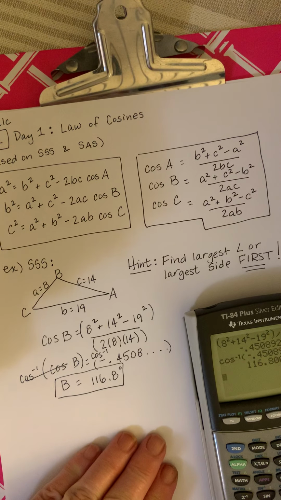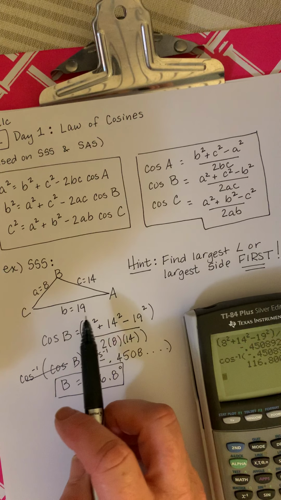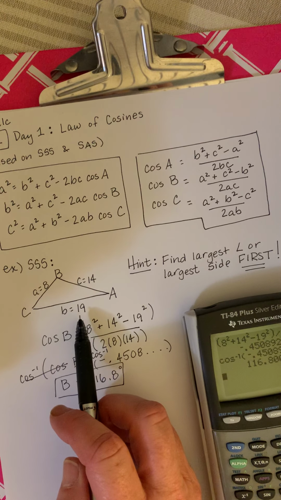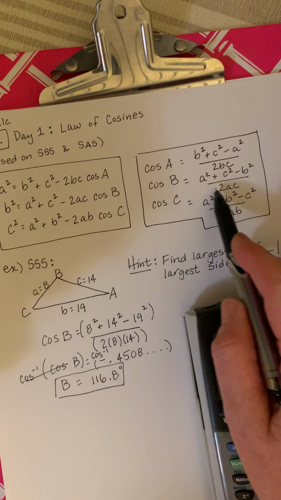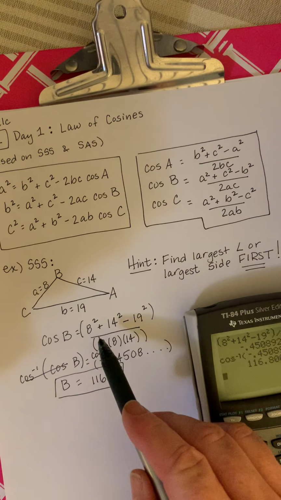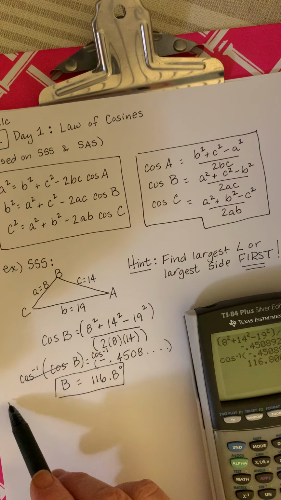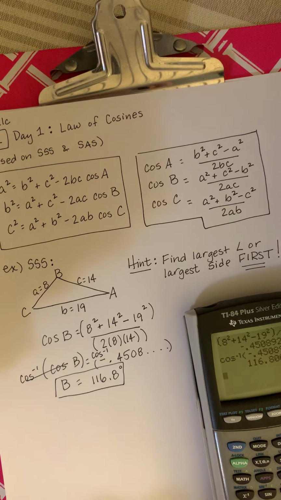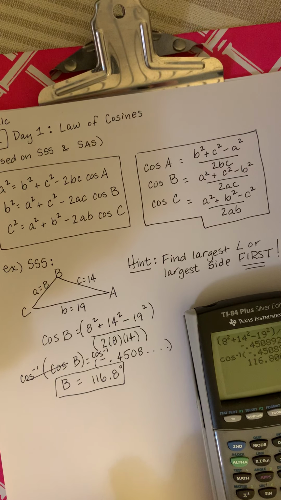So let's take a second to look back at what we did. We found angle B first because it was across from the longest side. We needed an angle, so we needed to be over here. We needed angle B, so we had to be here. We plugged everything into the equation, and when we got the answer, we had to second cosine that in order to find angle B. Okay. Definitely much more difficult than the law of sines. I think you will agree with that.